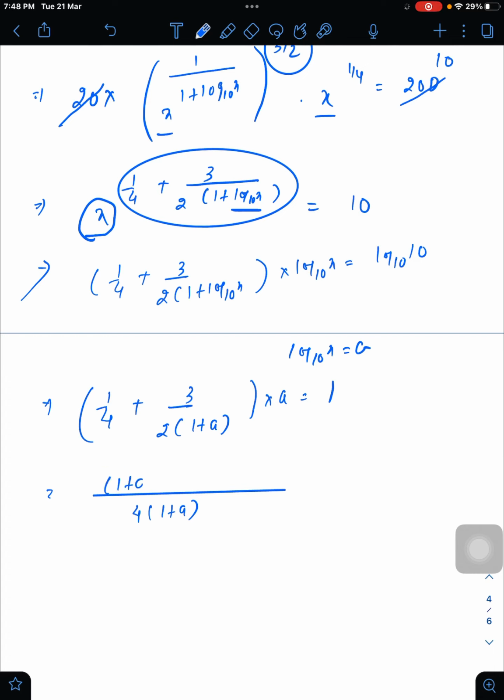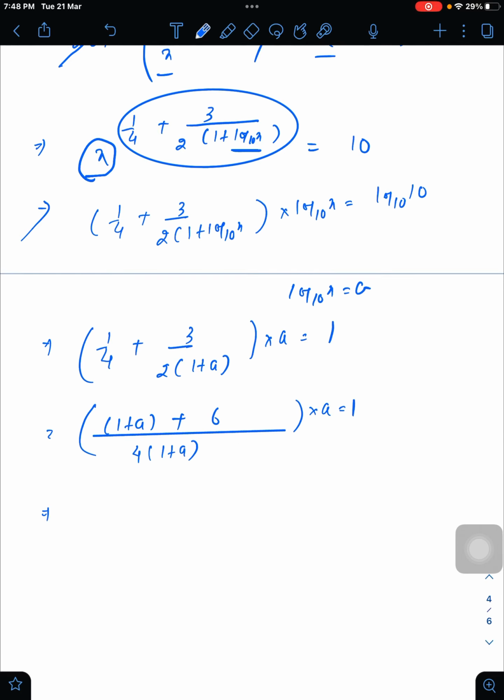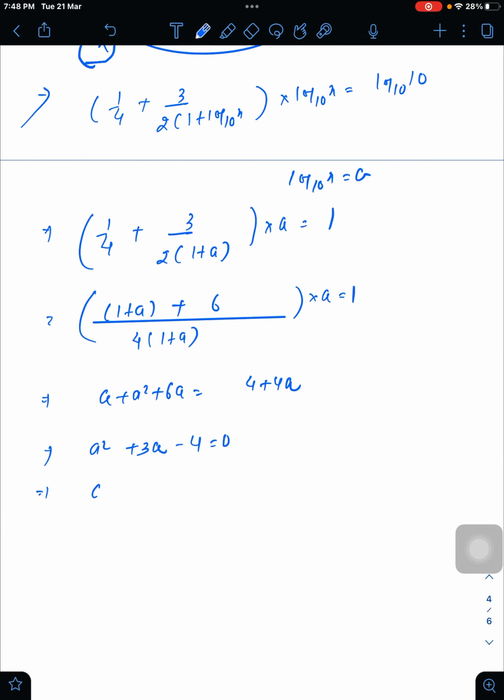It is 1 plus a here plus 6. Here we are going to have a equal to 1. So if I am solving it, a plus a square plus 6a is equal to 4 plus 4a. Okay, so let me do it for you. a square, 7a minus 4a is 3a, minus 4 is equal to 0. So if I am doing the middle term splitting, a square plus 4a minus a minus 3 is equal to 0. Beta, look, the same logic as I've told you now.